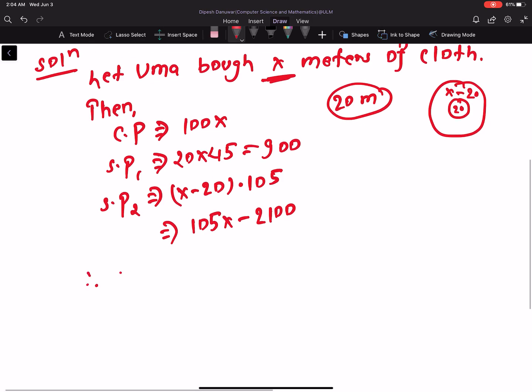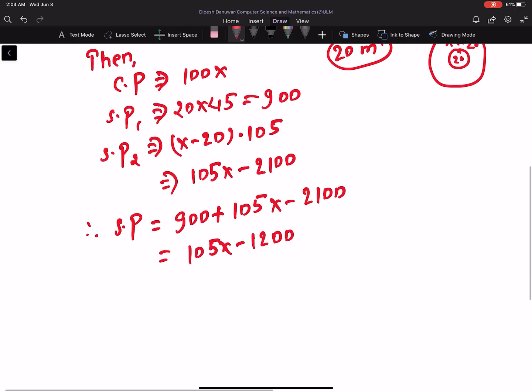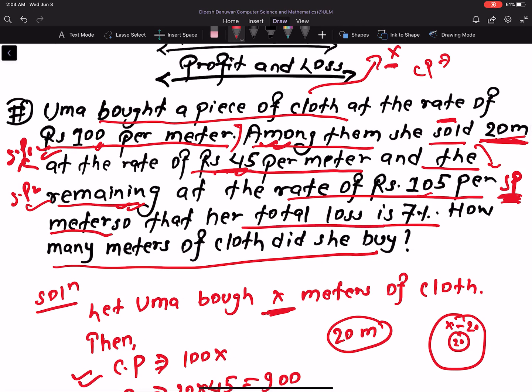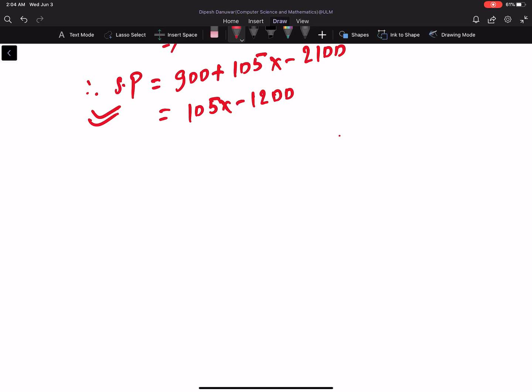Therefore total SP is equal to 900 plus 105X minus 2100. So that will be 105X minus 1200. Since you got your SP and you got your CP, the question says total loss is 7%. So let's use the loss percent formula. Loss percent is equal to (CP minus SP) by CP times 100%.